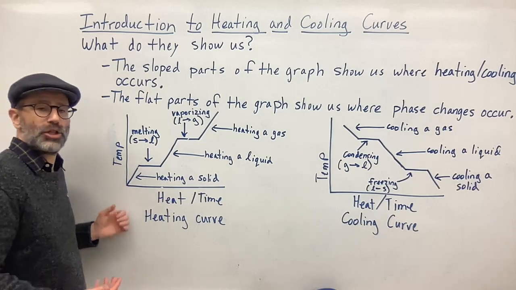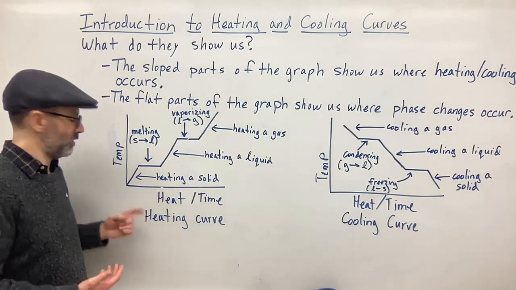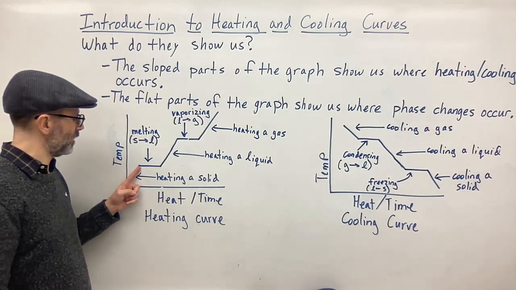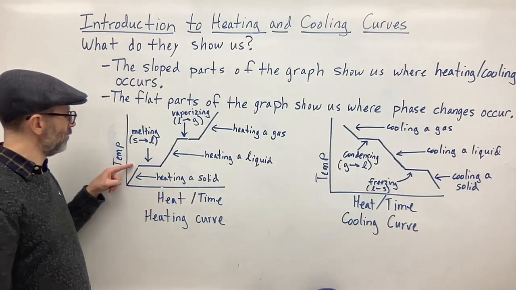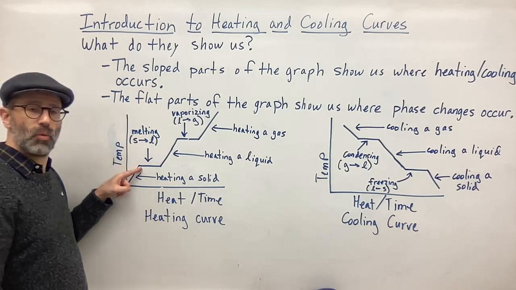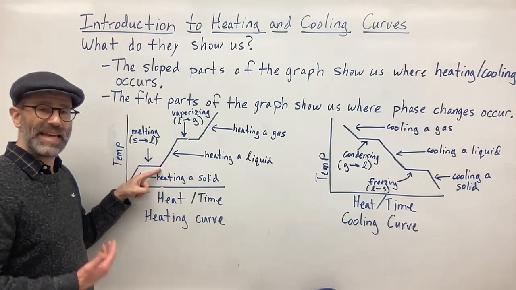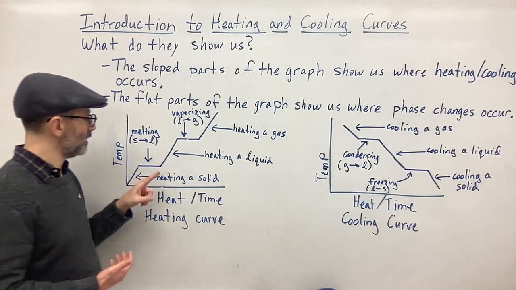So let's say I have an ice cube that's negative 20 degrees Celsius. I would heat the ice cube up until it hit 0 degrees. And then at 0 degrees, melting would start to occur. So the ice cube would start to melt into liquid water. Once all of the ice is melted, all I have is liquid water.